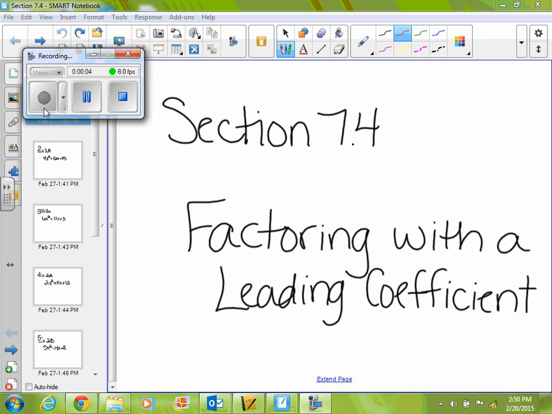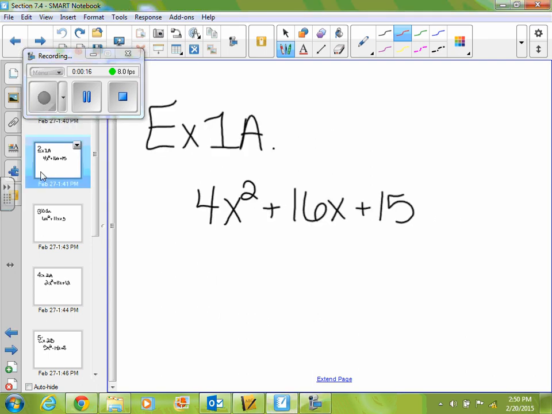Okay, so factoring, we went over factoring the last couple of days. You quizzed on it yesterday, where it was just an x squared. Today we're going to look at where there's actually a leading coefficient. So if I look at example 1a, I'm given 4x squared plus 16x plus 15, and that's what I need to factor first.